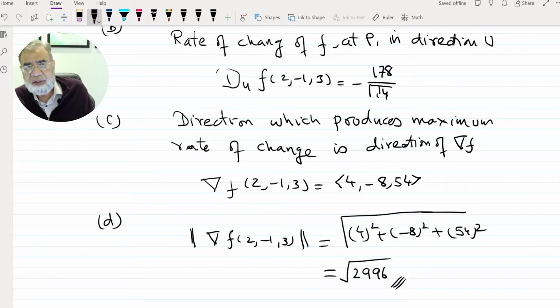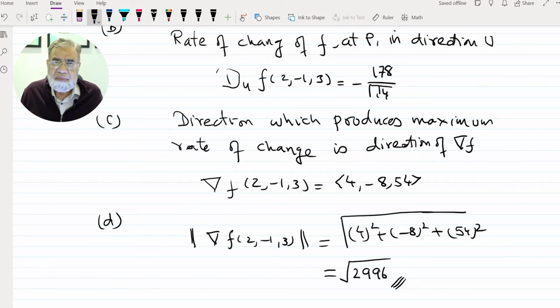In this example, we found the directional derivative, the rate of change, the direction of the maximum rate of change, and the maximum rate of change. I give you another example.